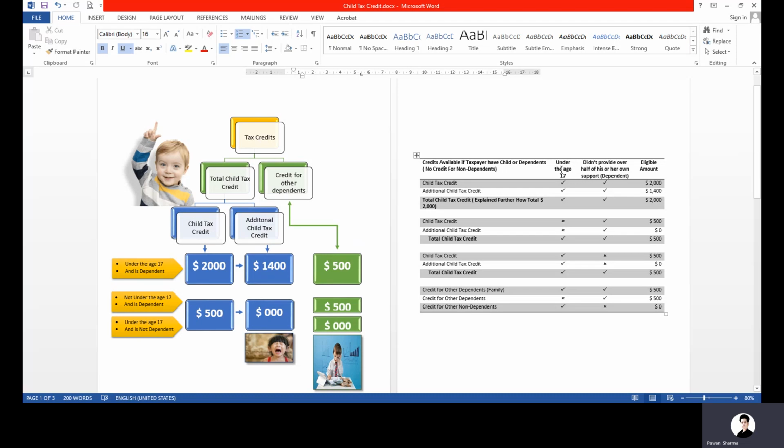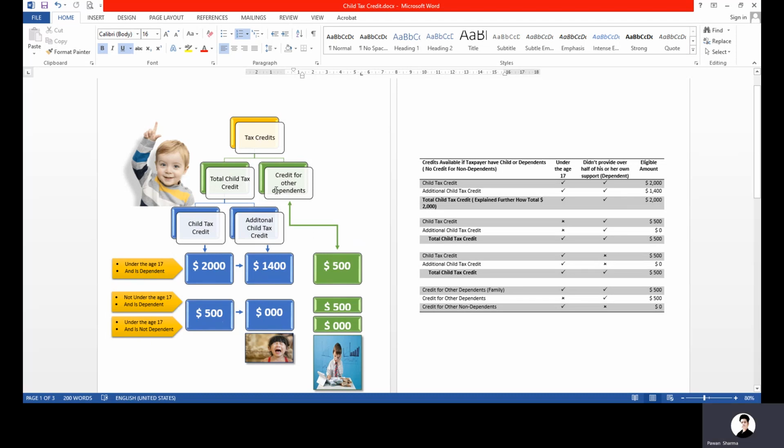So there are 2 main conditions. He must be under the age of 17 and he must be dependent. So उसको 2000 का child tax credit मिल जाएगा and 1400 as additional child tax credit मिल जाएगा. Further, अब 17 साल का नहीं हुआ लेकिन डिपेंडेंट हुआ तो कोई बात नहीं, $500 उसको चाइल्ड टैक्स क्रेडिट मिल जाएगा, but he won't get any additional child tax credit. एडिशनल चाइल्ड टैक्स क्रेडिट के लिए these 2 conditions must be satisfied. Otherwise he will be eligible for $500 child tax credit. Under age 17 तो है लेकिन डिपेंडेंट नहीं है तो भी कोई बात नहीं, $500 still you will be able to collect, but you won't be able to collect any additional child tax credit.